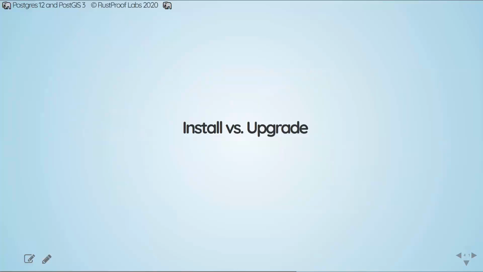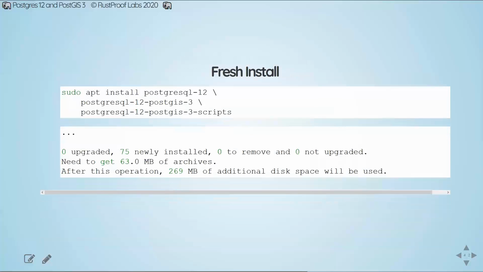Okay, so now we're going to get into a little bit more administrative things. We'll quickly go over the installation and then what's a little bit different about the upgrade. Installation is fairly straightforward. You need to install Postgres 12, PostGIS 3, and then the scripts. You might be able to do without the scripts, but it's best to just install them. And your package manager should take care of all the dependencies.